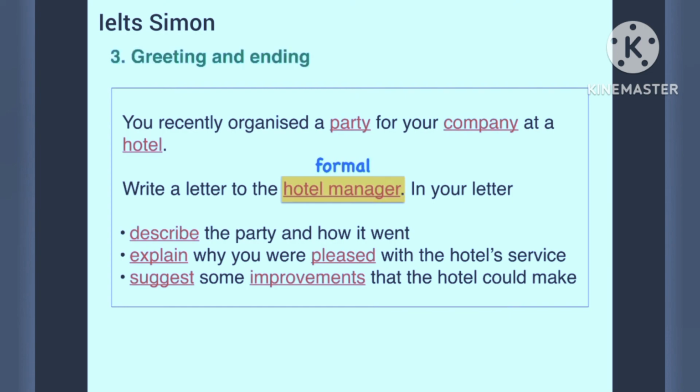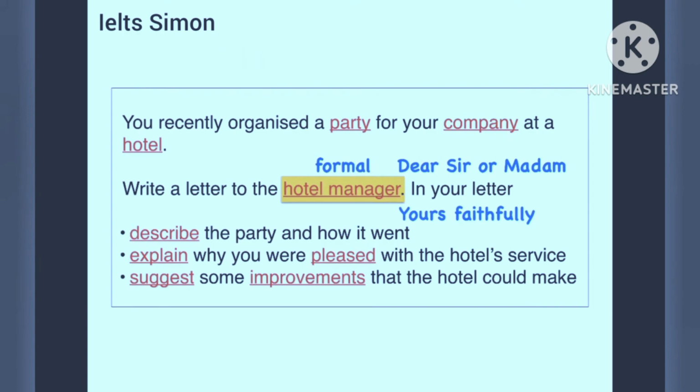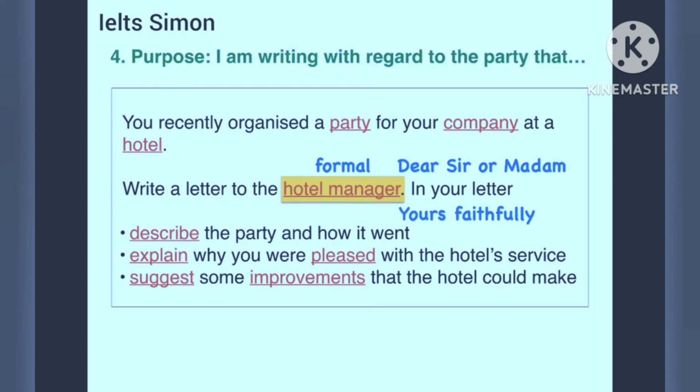Step 3, a greeting and an ending for this hotel manager. We're going to start with Dear Sir or Madam, because we don't know the hotel manager. And we'll finish with Yours faithfully. If you begin with Dear Sir or Madam, you have to end with Yours faithfully. Next, point 4. Purpose. What's the purpose of the letter? Well, I am writing with regard to the party that I recently organised for my company at your hotel.